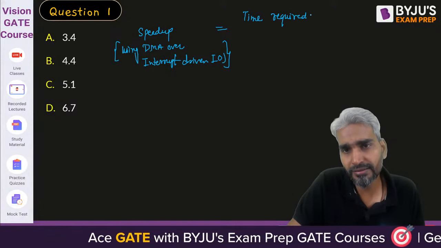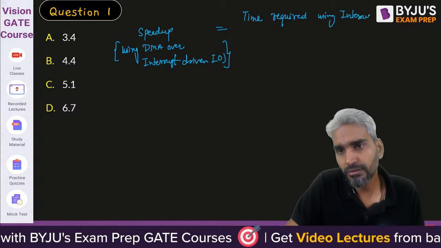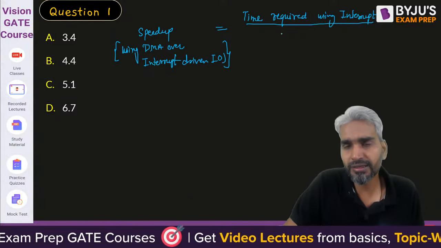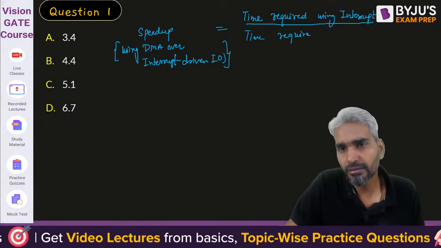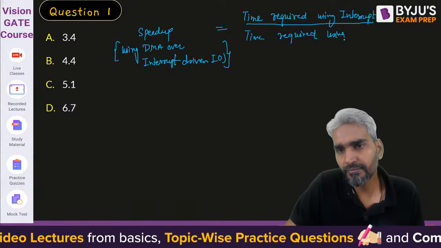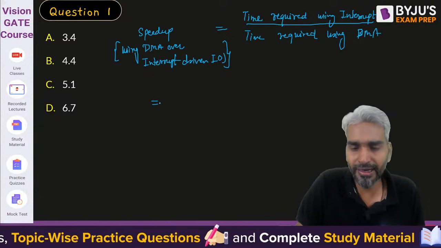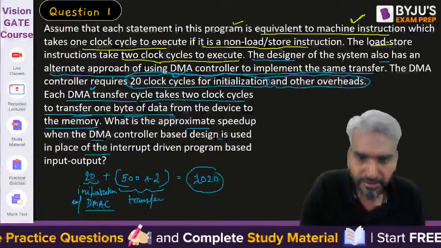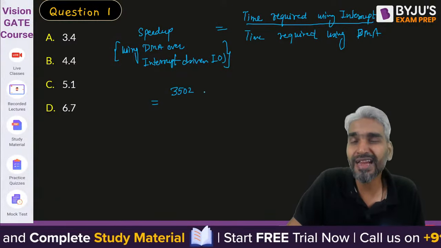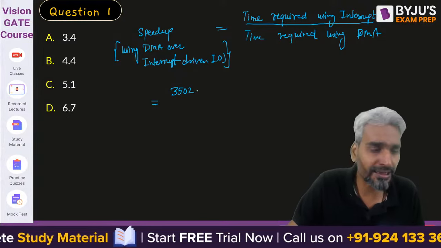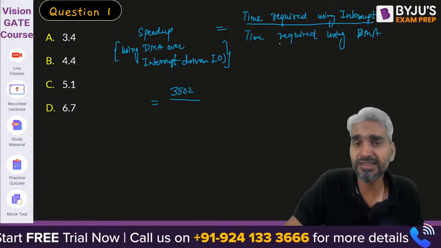I hope you understand that. Speed up is the time required using interrupt divided by the time required using DMA. Sir, how much time is required using interrupt? Using interrupt, 3502 cycles are required, multiplied by cycle time. Let's assume cycle time is the same because the same processor is being used. Therefore, cycle time will be the same.